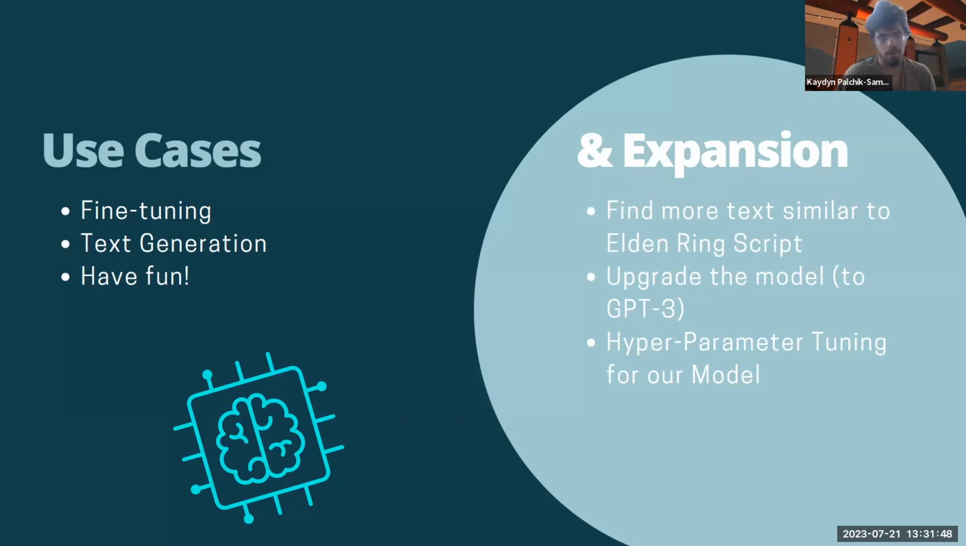For any expansion, we would need to find more writing similar to the From Software dialogue. Furthermore, upgrading to GPT-3 will allow us to leverage a more sophisticated model that would yield better outputs. Lastly, we could employ hyperparameter tuning to find the best configuration of parameters, thus improving the outputs from our model.